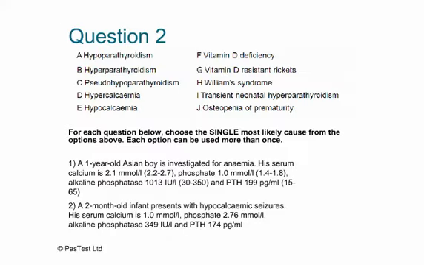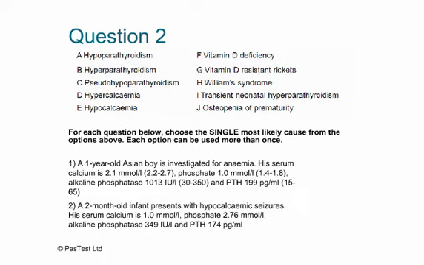Let us now examine this extended matching question. On your left-hand side is a list. On your right-hand side is the first question. A 1-year-old Asian boy is investigated for anemia. His serum calcium is 2.1 millimoles per litre, phosphate 1.0 millimoles per litre, and alkaline phosphatase high with high PTH. What is the most likely diagnosis?